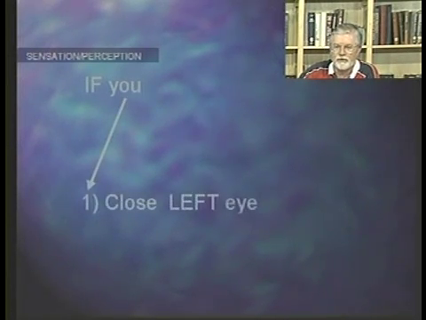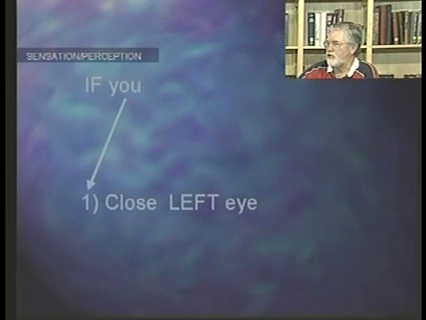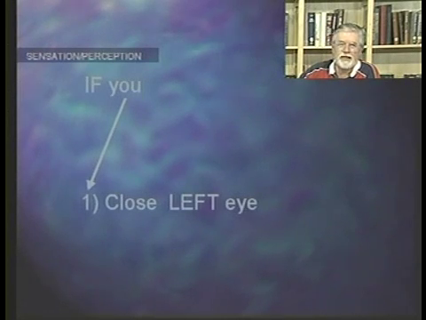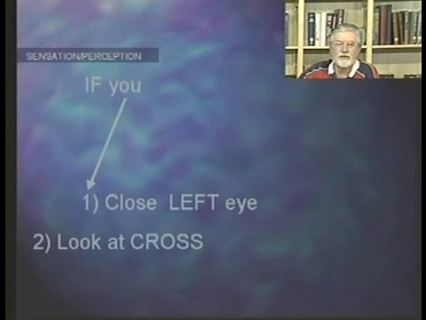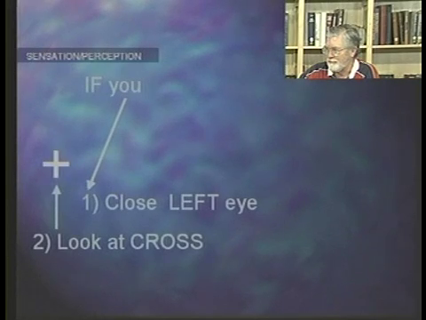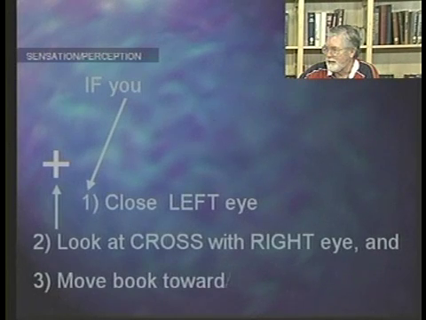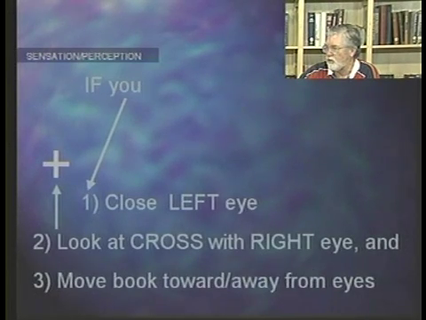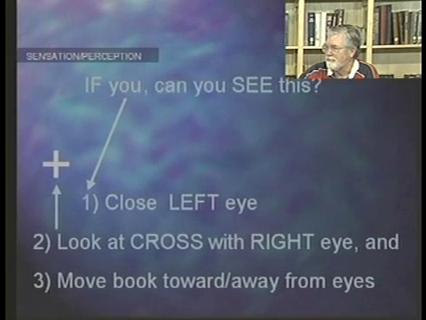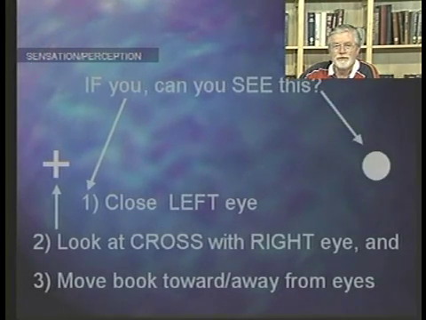There is in the Simple Psych book at the top of the next page a diagram for what I want you to do, and that is an X and a circle. All right. The question is, if you close your left eye, look at the cross with your right eye, and move the book back and forth, toward and away from your eyes. Can you see the circle?